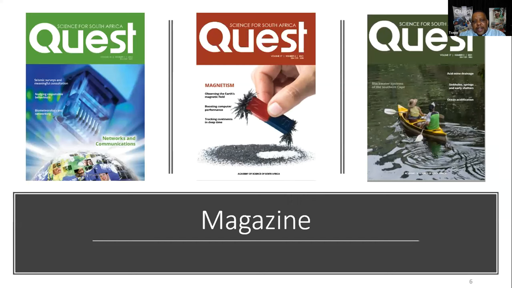I recommend the Quest magazine for the contextualization of content. If you look at my screen there, on my far left is our latest publication, and we are focusing on networks and communication. We are moving from very simple stuff where you are talking about systems, to talking about climate change, to talking about genetics, to talk about seismic surveys and the meaningful consultation of societies.